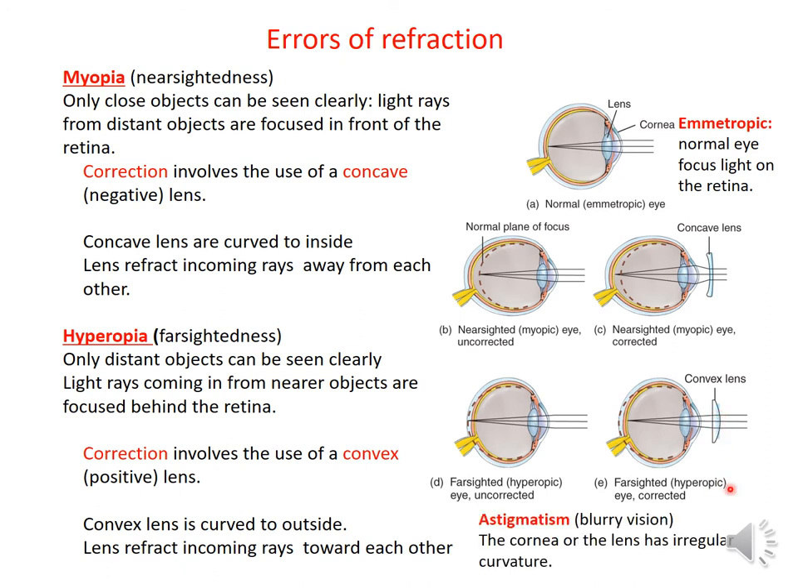The last abnormality is astigmatism, or blurry vision. In this situation, the cornea or the lens has abnormality in its curvature, irregularity in its curvature. And usually astigmatism is corrected by cylindrical lenses. Concave or convex lenses, usually for correction of myopia or hyperopia, are spherical lenses, while astigmatism is corrected by cylindrical lenses.